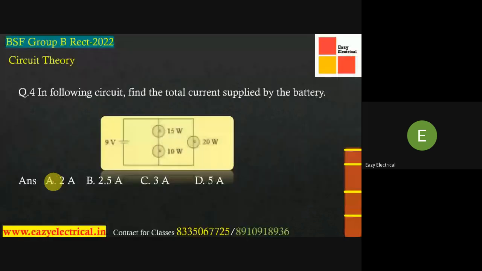See here. In the following circuit, find the total current supplied by the battery. See here, there are two bulbs shown, that is 15 watts and 10 watts. There is also a 20 watt bulb present. Now we have to calculate the power, that is, calculate the total current. What is the total current that is coming here?